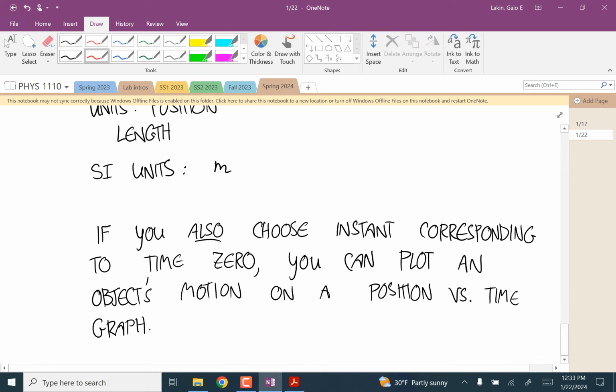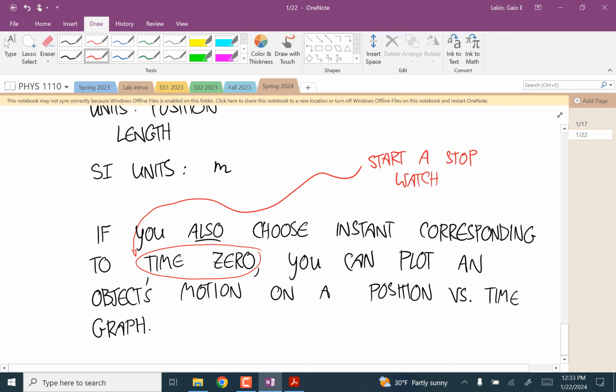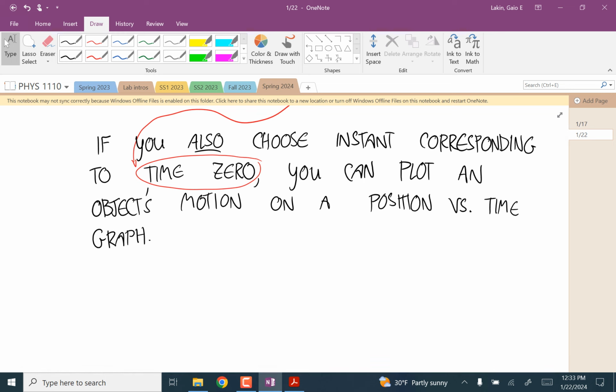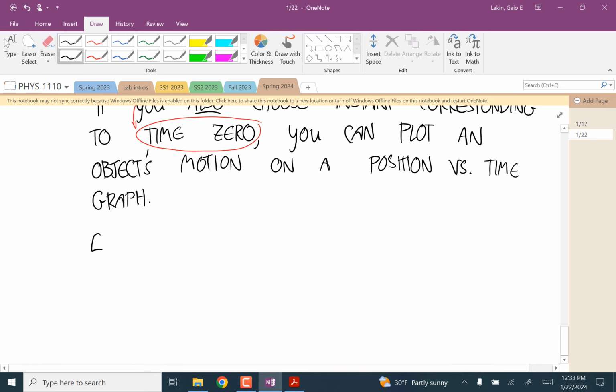You can think of this time 0 as the instant that you start a stopwatch. So if you start a stopwatch when the train leaves the station, then you can look at the stopwatch at any instant and see how much time has elapsed. All right, so let me do an example.